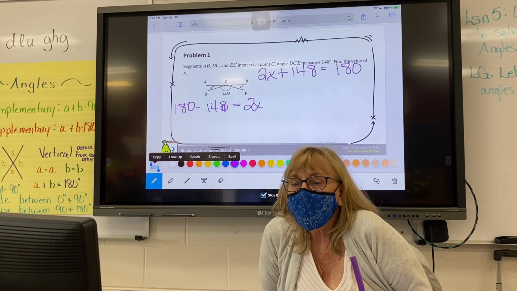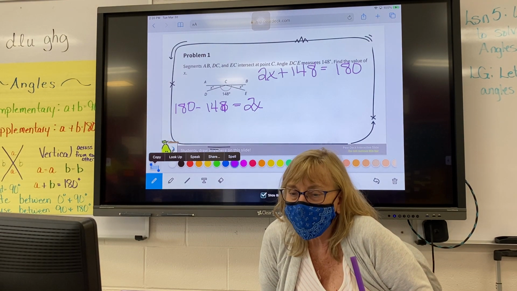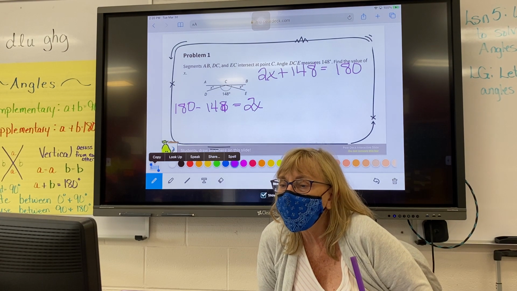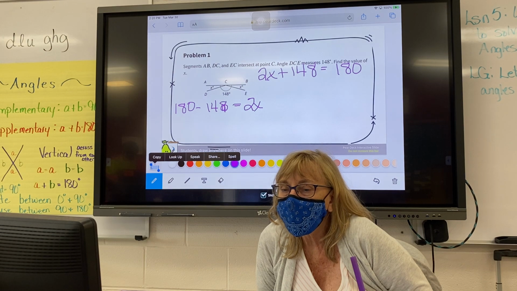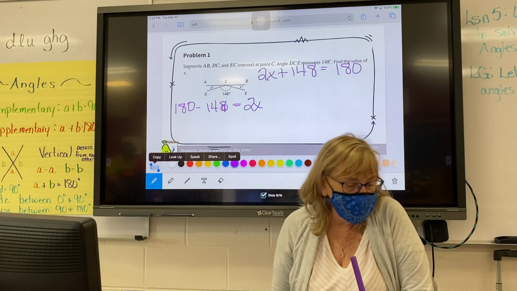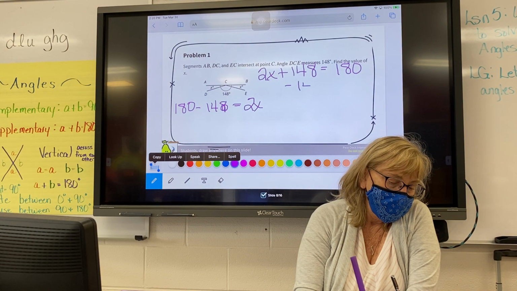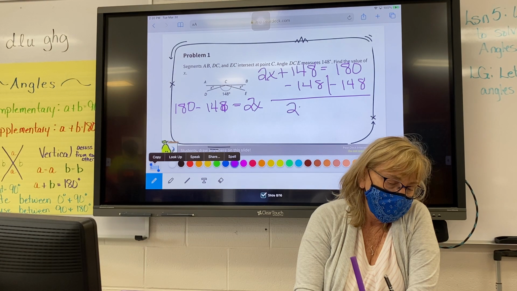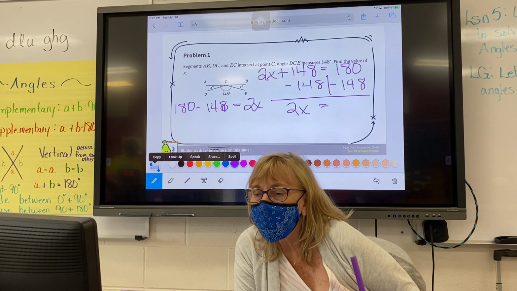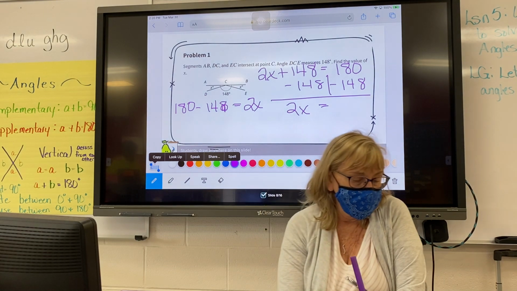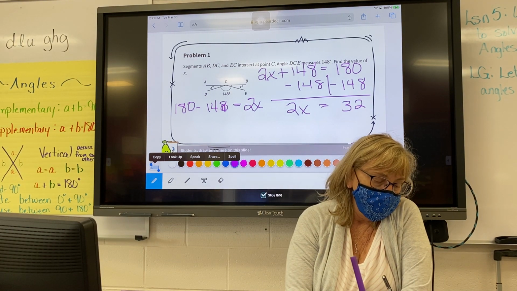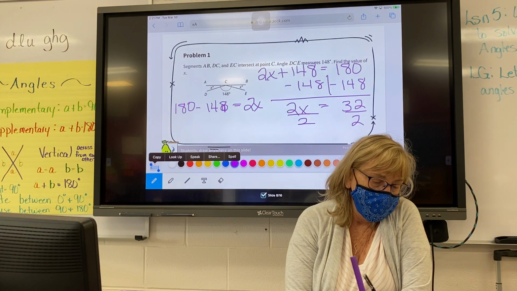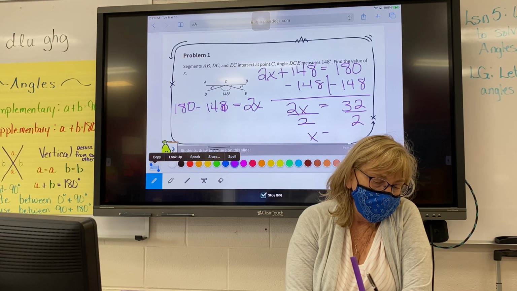And I bet you could have solved it without an equation, couldn't you have? Yes. Okay. But do y'all see where the equation came from? Good job. Good practice on solving equations. I'm just copying down what you're doing. 32, and then dividing by 2, and getting x equals 16.